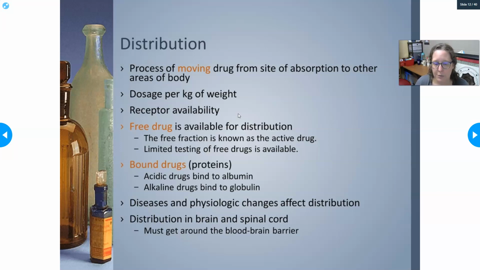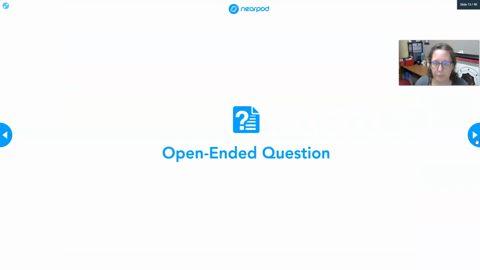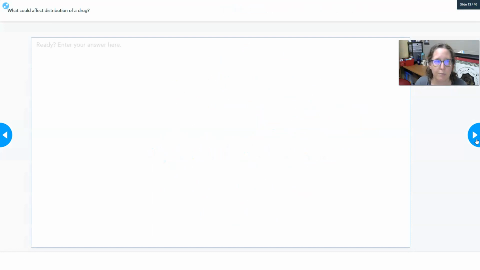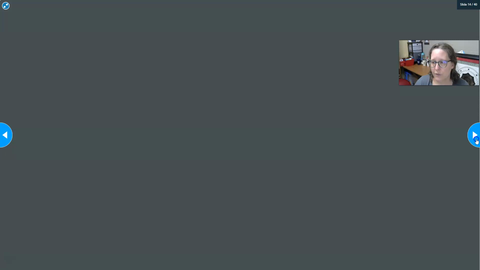And for distribution in the brain and spinal cord, a lot of drugs can't reach that area because they have to get around the blood-brain barrier, and some are just not able to do that, or they're too big, they just can't cross over. So if you need that drug to reach that site, it has to be able to cross the blood-brain barrier. So give an example of what could affect the distribution of a drug.